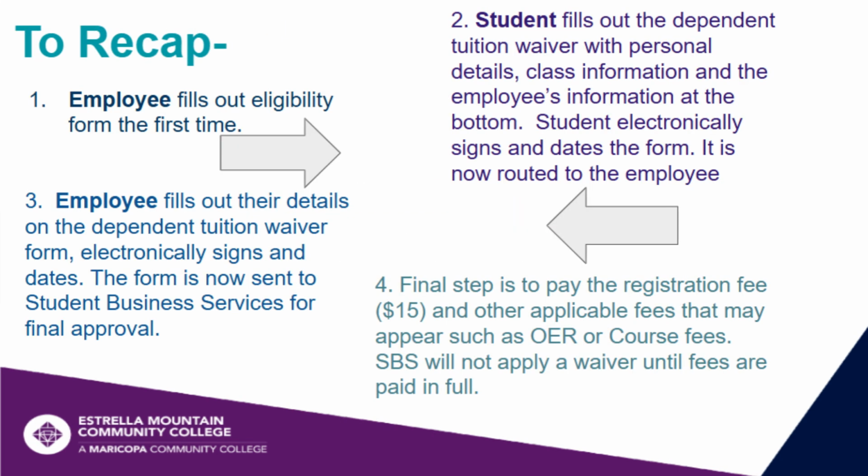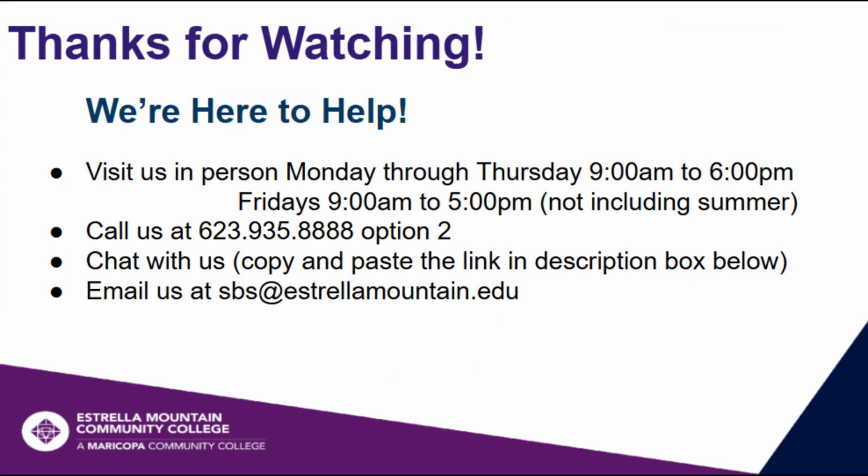In conclusion, there are 4 steps that are done in a specific sequence. The employee fills out the eligibility form. Then the student fills out the dependent waiver form, and once signed it is automatically forwarded to the employee. Then the employee finishes the waiver and, once electronically signed, it is forwarded to the SBS staff to complete. Finally, payment of fees needs to be made prior to application of the waiver to the tuition. Waivers cannot be applied to semesters that have already ended.